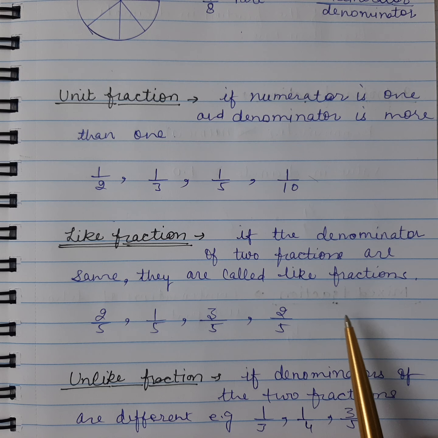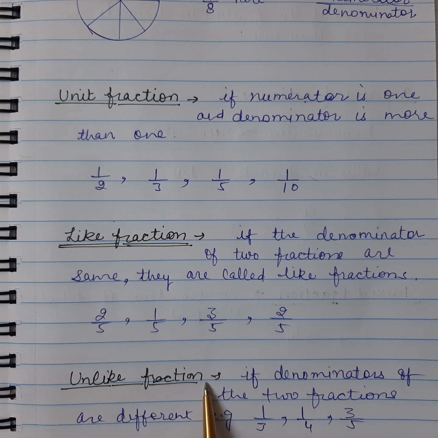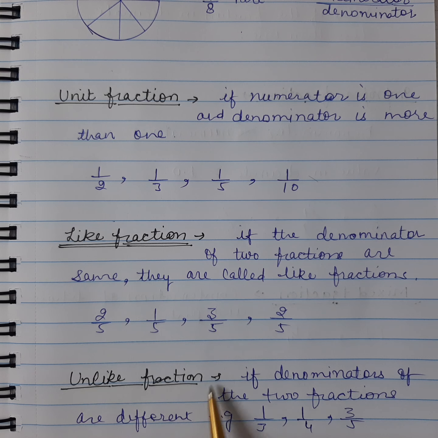But suppose there is another fraction, 1 by 4. The denominator is different, so that fraction will not be a like fraction. We call that fraction an unlike fraction. In unlike fractions, denominators are different. For example, 1 by 3, 1 by 4 and 3 by 5 are all unlike fractions because all have different denominators.